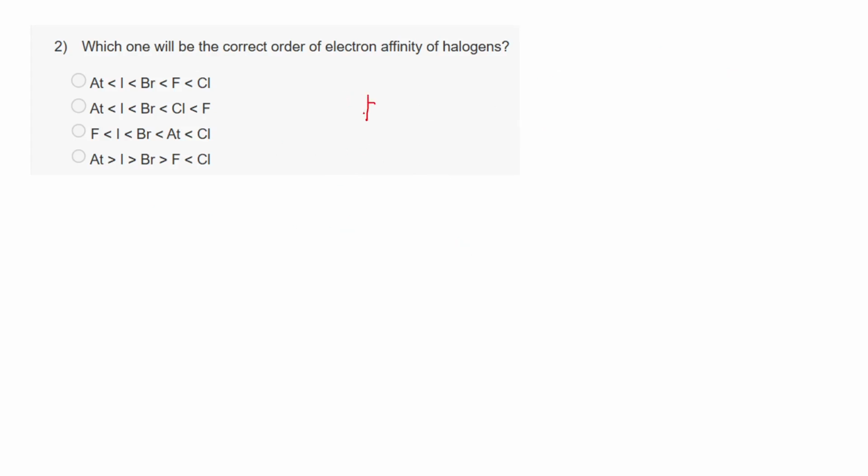Okay. So what is the electronic configuration of F? 1s2, 2s2, 2p5. Just one more electron and it is stable, right? Chlorine will be 3s2, 3p5. Bromine will be 4s2, and so on. So basically, if we add one electron, it is coming to this p orbital, right?